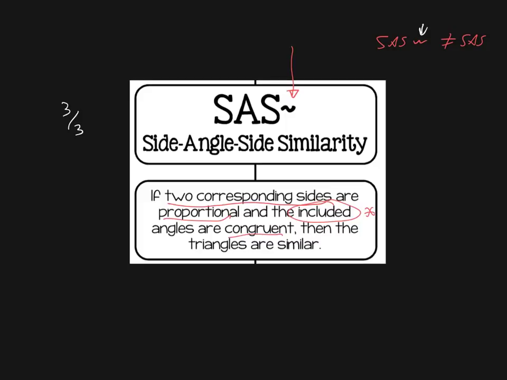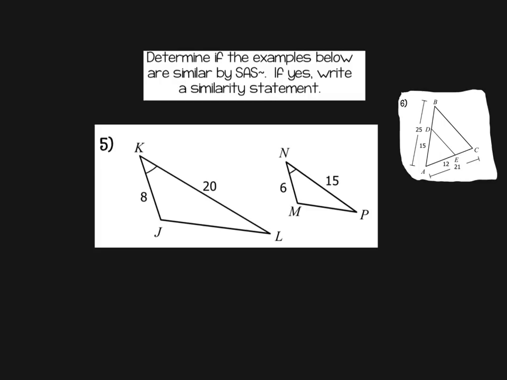All right, let's see how it works in practice. First and foremost, we're going to determine if the examples are similar by side angle side similarity. If yes, we'll write a statement. If no, we just write no. So 8 is the smaller side. Who's the smaller side over here? 6. So 8 is to 6 as 20 is to 15.